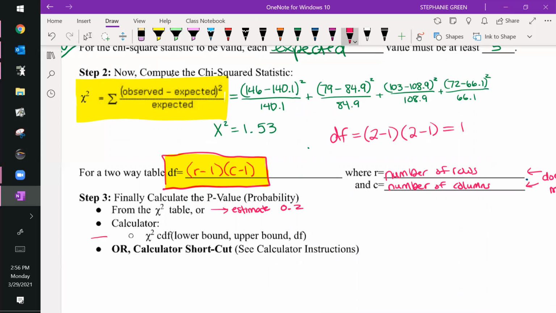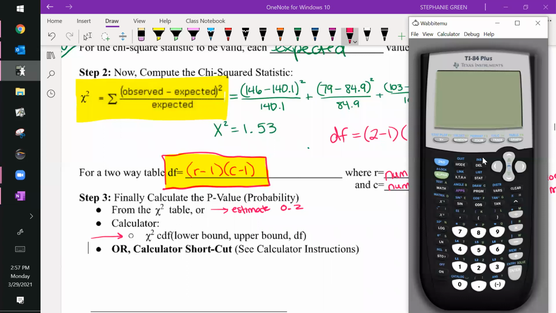From our calculator, we have a couple of options. First of all, we have our chi-square CDF option, which will give me the probability that chi-square takes on a value between any two given values, as long as we provide the degrees of freedom. So let's do that. I'll turn that on, and I'll go to my distributions menu where all my CDF, PDF, all of those fun things are. And we're going to go down to find chi-square CDF. Remember, PDF gives me the probability that chi-square takes on a single value. CDF is always for a range of values. I'm going to choose chi-square CDF.